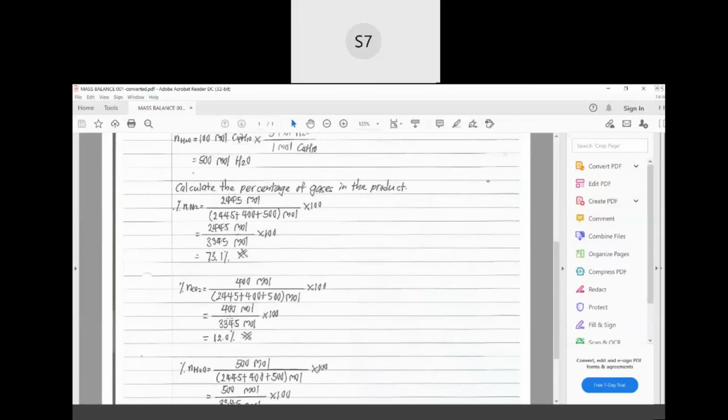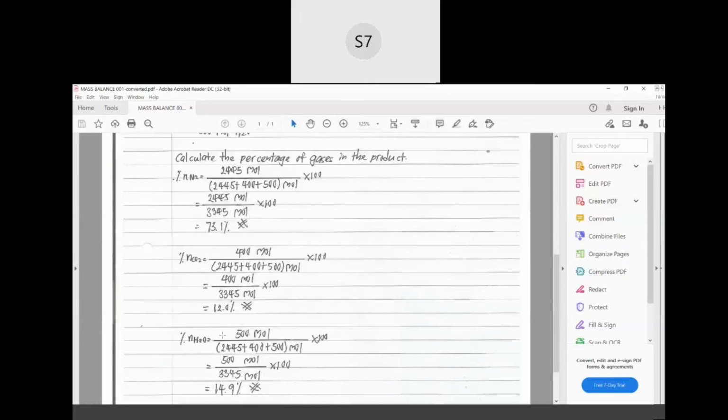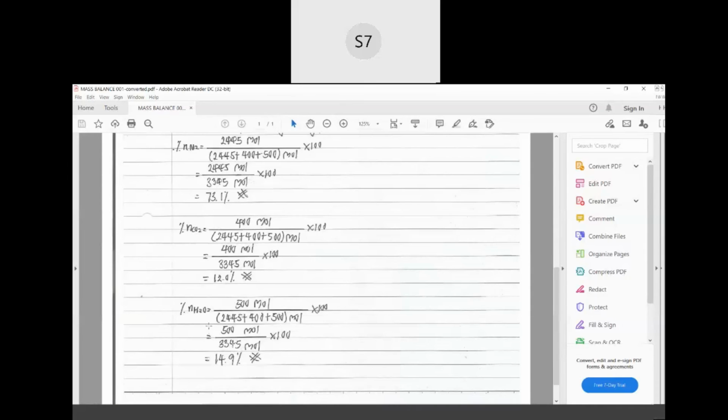For the percentage of mole of carbon dioxide, 400 mole over 3,345 mole times 100, you get 12%. And lastly, the percentage of mole of water is 500 mole over 3,345 mole times 100, you get 14.9%. Okay, that's all.